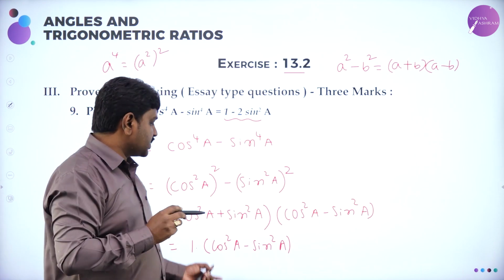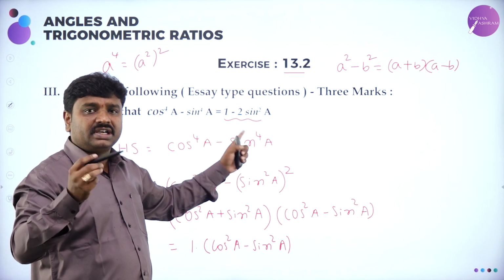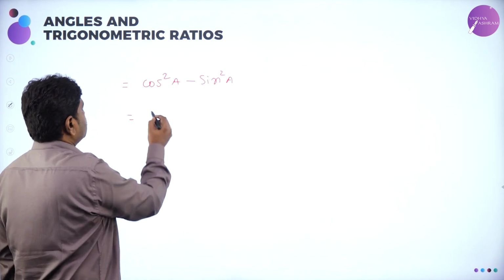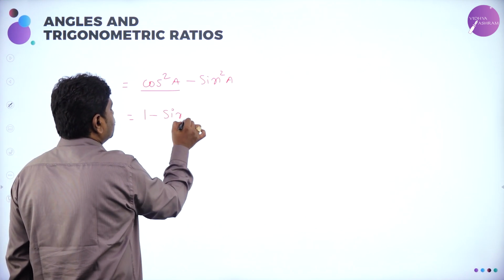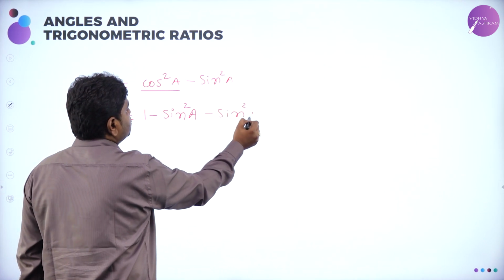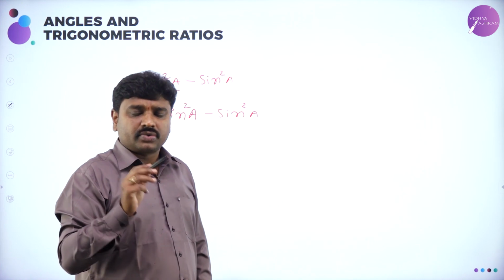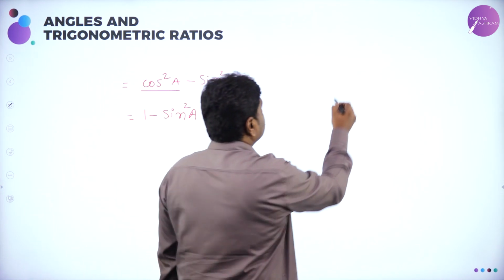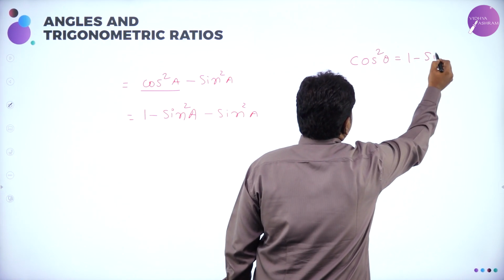See, next step we have to decide depending on RHS. RHS contains only sin. It does not have cos. So convert cos. So in spite of cos square a, I'll write 1 minus sin square a. And the other term, minus sin square a, let it be here. Means I am using the identity. All of you know cos square theta plus sin square theta is 1. So 1 minus sin square theta is cos square theta. So in spite of cos square theta, you can write what? 1 minus sin square theta.